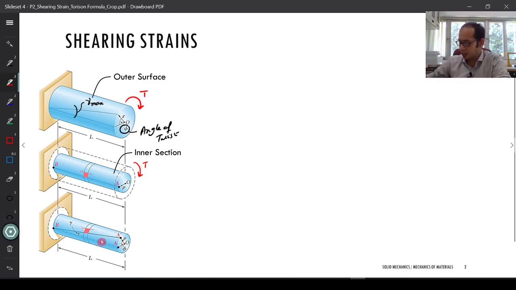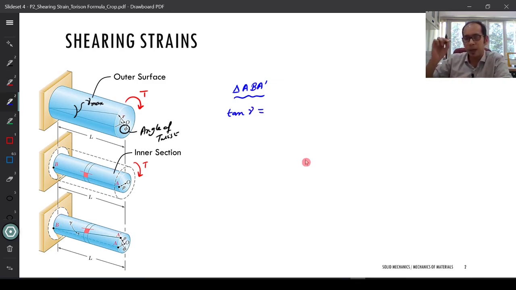if I take this triangle, that is A B A prime, let's just write that down. So if I take this triangle A B A prime, from this triangle I can write the relationship. If I take the tangent of gamma, tan of gamma becomes equal to A prime divided by the length L, right?